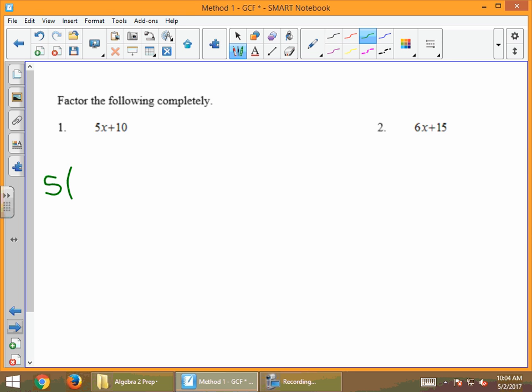Then you have to put a parenthesis and write your leftovers. To write your leftovers, you just divide out your GCF. 5 divided by 5 is what? We didn't take an x out, so that's still there. 10 divided by 5 is 2. Done. And make sure the signs in between the terms stay the same. Those don't change. So there's a plus sign there. You're just going to drop down the plus sign. Questions over there?